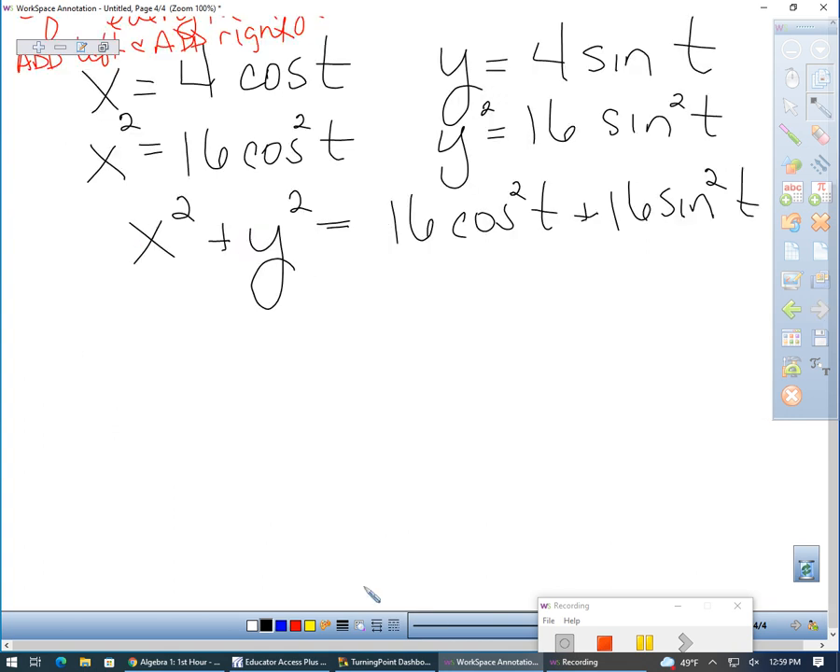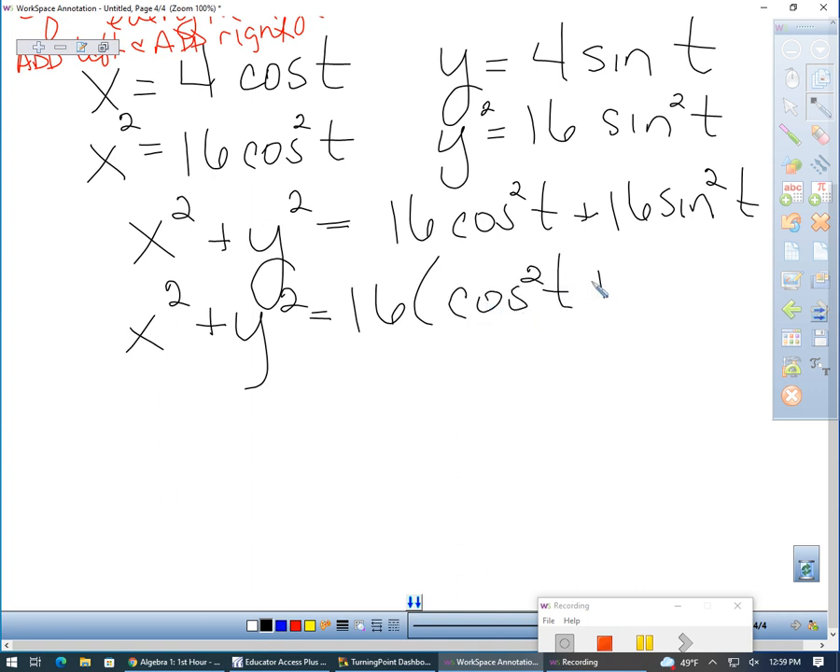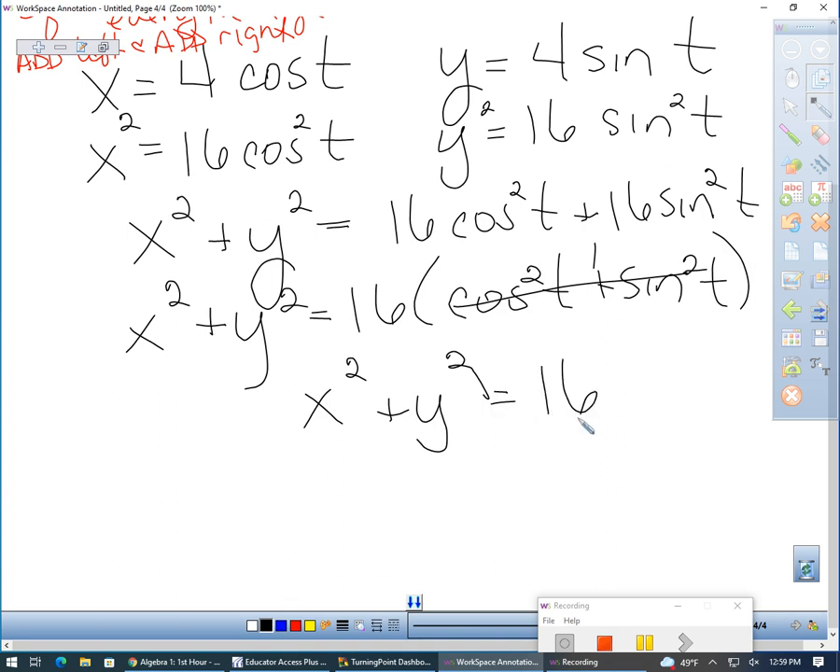How are we doing? What can I undistribute out of the right side? All right, so I have x squared plus y squared equals 16, which leaves me with cosine squared t plus sine squared t. Does that sound familiar? Yes. What does that equal? That equals 1. We are left with then x squared plus y squared equals 16. No longer are there t's in there. Does anybody know what shape this is? It's a circle with radius what?